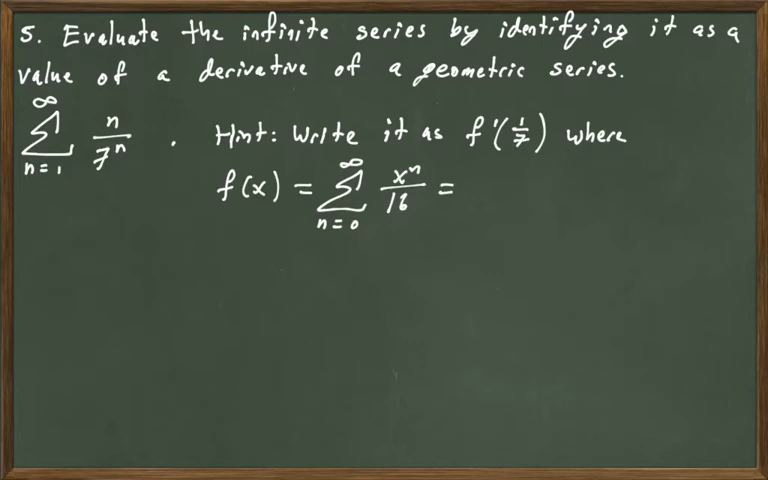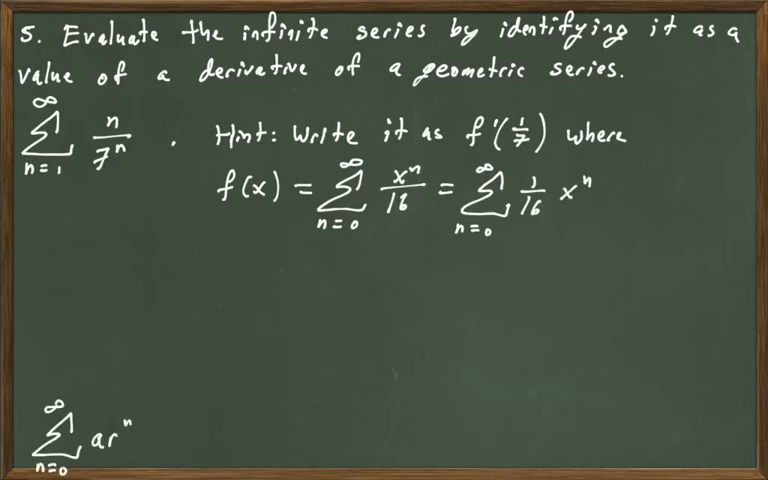I think this one's going to be a little bit more complicated than what you see on the homework. I think they just give you x to the n power. So we're going to rewrite this as the sum n equals 0 to infinity of 1 over 16 times x to the n, and that is a geometric series.